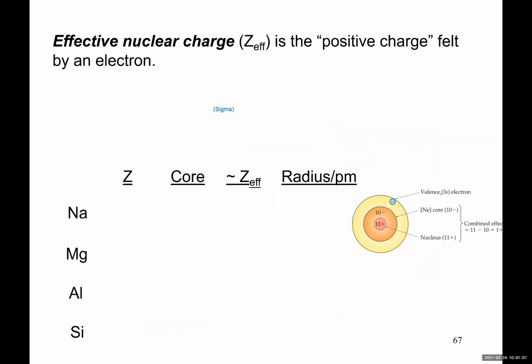Let me go to the next slide. I want to show you the effect of shielding. So the effective attraction of an electron toward the nucleus, the effective pull of an electron toward the nucleus, depends on the total charge of the nucleus minus sigma, and this is the shielding effect.